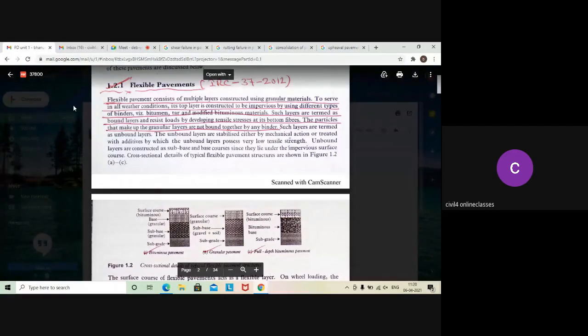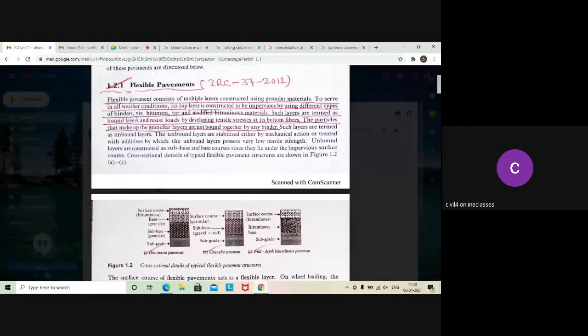They consist of multiple layers constructed using granular materials. This you need to remember. Constructed using granular materials. These are constructed to serve in all weather conditions. Okay, and its top layer is constructed to be impervious by using different types of binders. So if you use binders, what will happen? The top layer will be impervious. That means water will not be allowed to pass through the pavement surface.